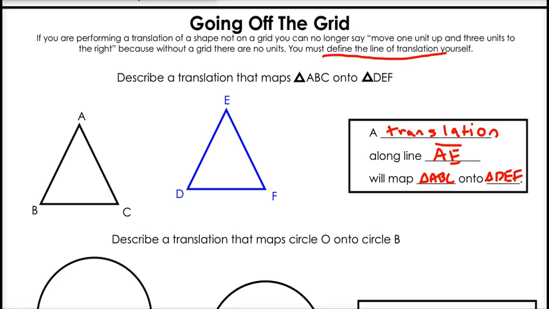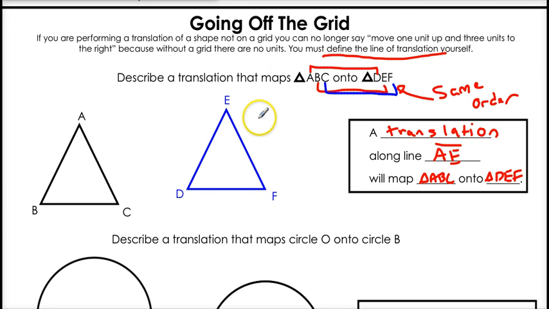A little trick to doing that is it'll always be in the same order. So A will always map onto D because they are the first. And why? Because it's always in the same order, and that'll help you a lot in this unit. B is always going to map onto E because it's the second one. And finally, we know C maps onto F because of the order of them. Got that? That's a little trick for helping you. So just a translation, you find the line, you move it along that line. That's how you map it onto each other.